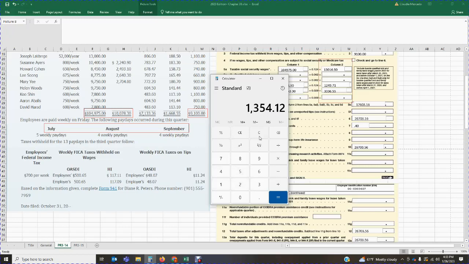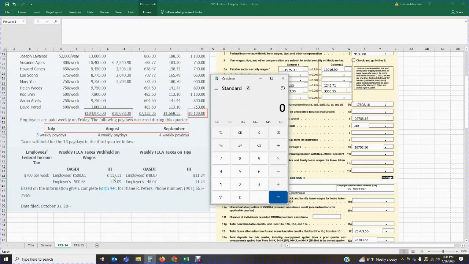Okay, so write that down, and then we're going to go ahead and multiply our 1354.12 times, okay, in the month of July we had 5 paydays. So we're going to multiply by 5, and that's going to give me, let me see, I think okay, that gives me 6,770.60. Okay, and then we're also going to add our federal income tax. So we have 700 times 5, that gives me $3,500 for my federal, plus the 6770.60, that gives me 10,270.60.